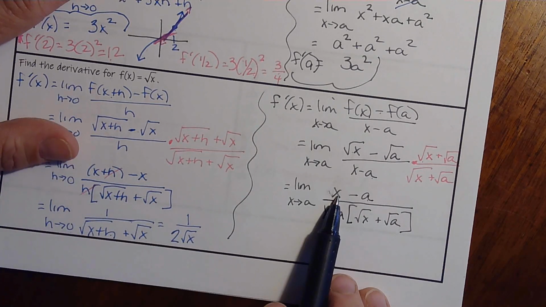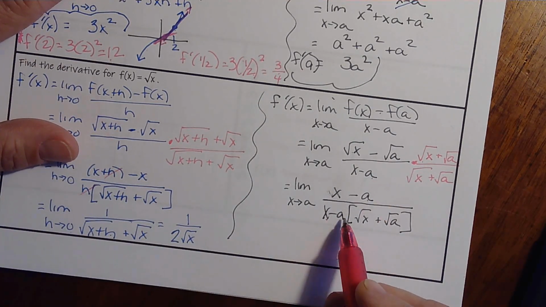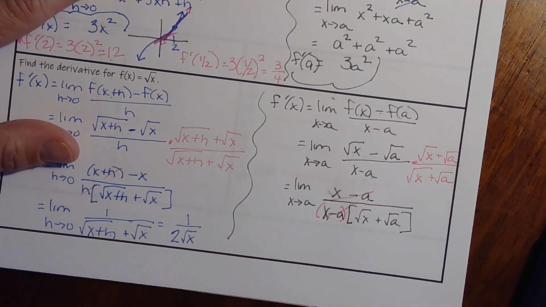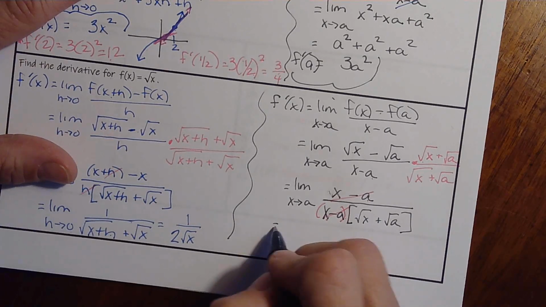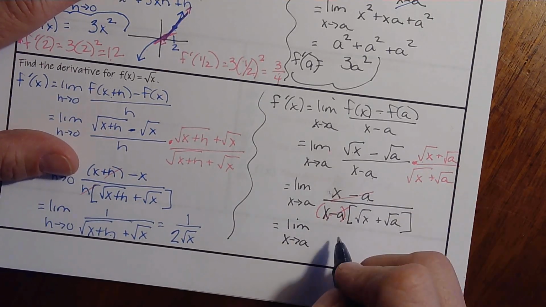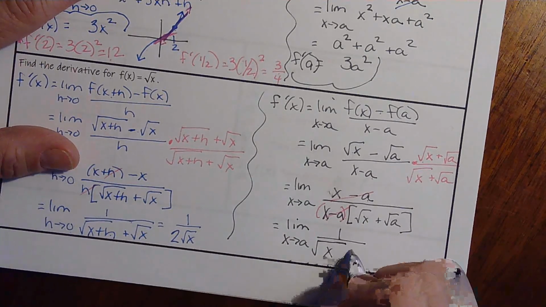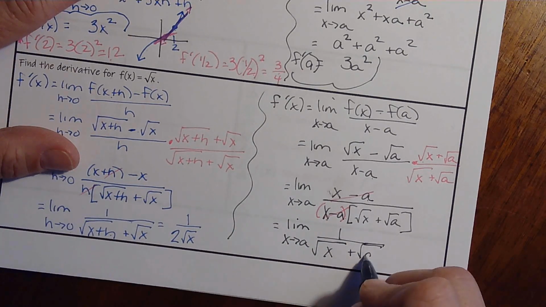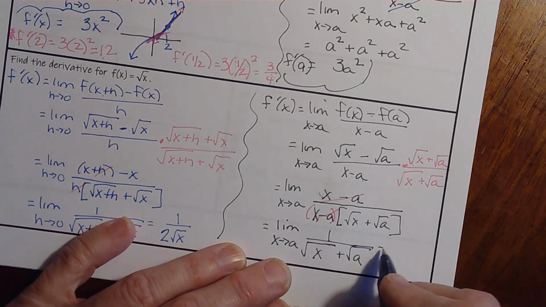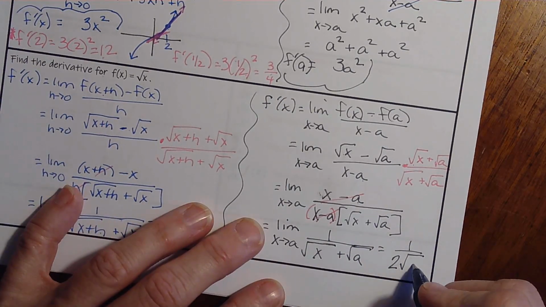Now I have a binomial of x minus a in the numerator and a binomial x minus a in the denominator, and I can cancel them, and I'm left with the limit as x approaches a. 1 is in the numerator, and I have the square root of x plus the square root of a. And now I can substitute a for x, and I ultimately end up with 1 over 2 times the square root of a.